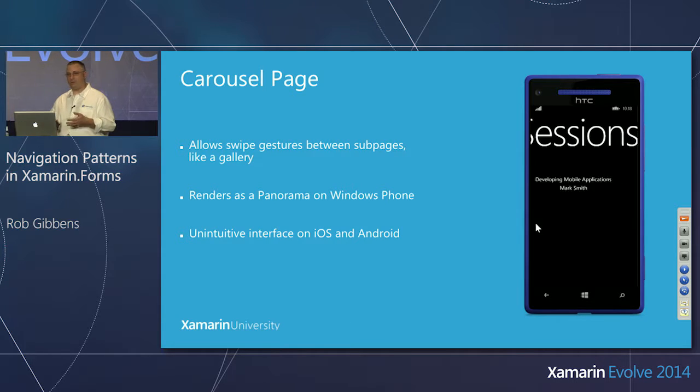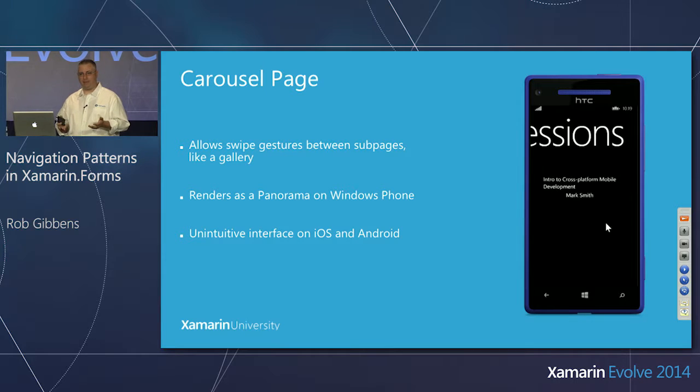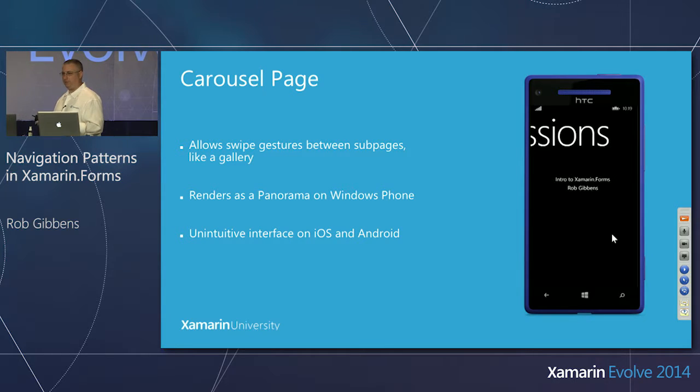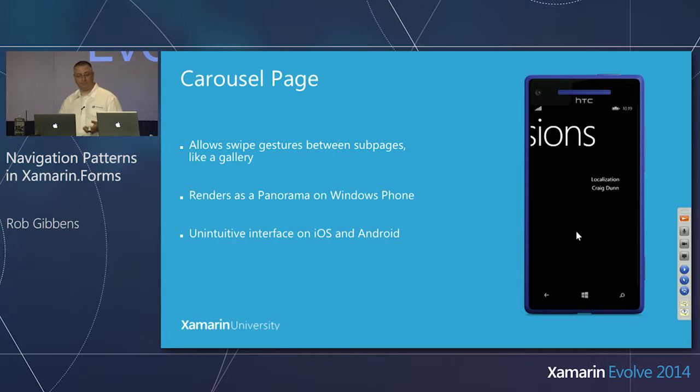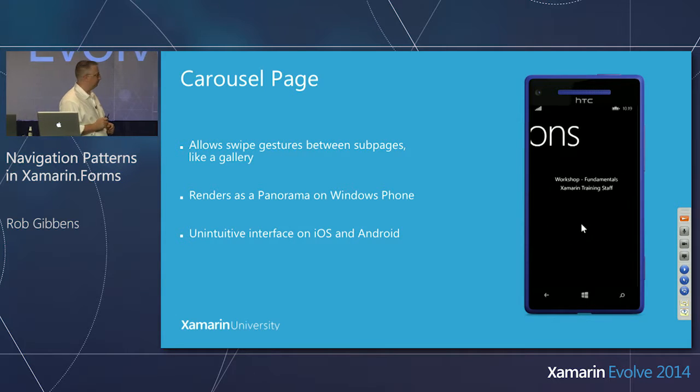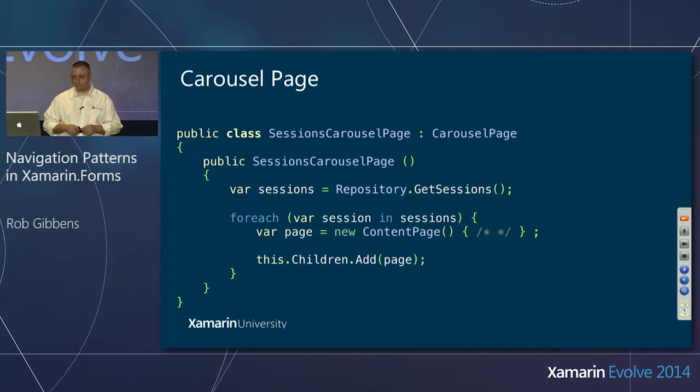On iOS and Android, though, it's rather unintuitive because there's no visual indicator to tell the user that they can swipe left and right. It's kind of an accident that they find it. So keep that in mind as you're designing your application. Now, much like the other examples that we've seen, we're going to start off by creating a custom class and subclassing the carousel page. We're going to use this in the app's getMainPage method. Then we simply need to add the pages that we want to swipe through to the carousel page's children property. And these child pages could be any valid Xamarin Forms page.